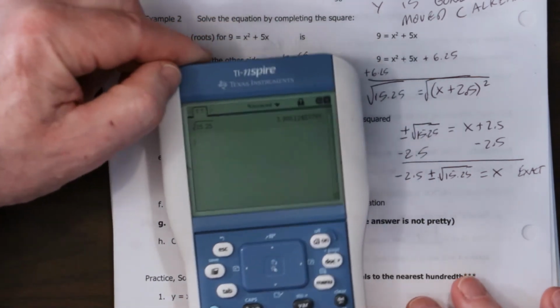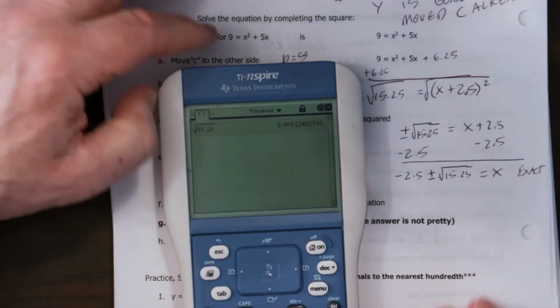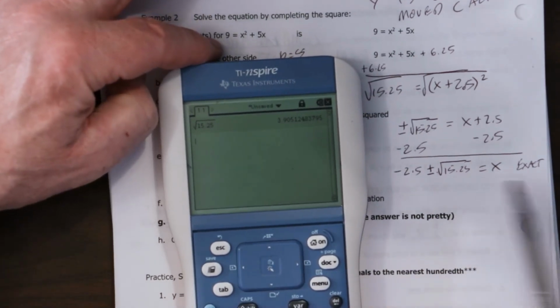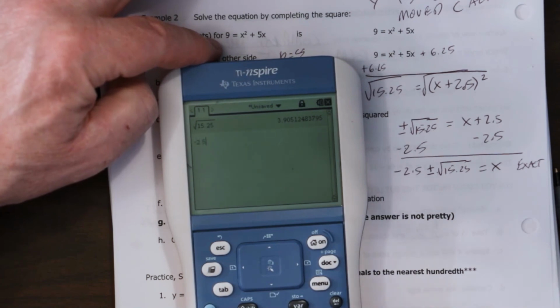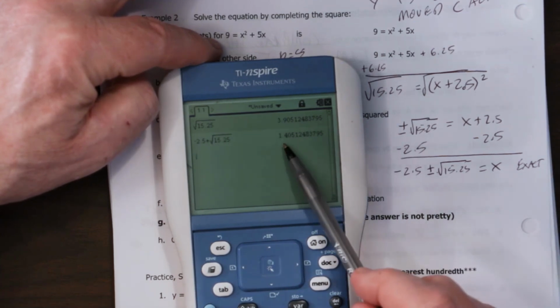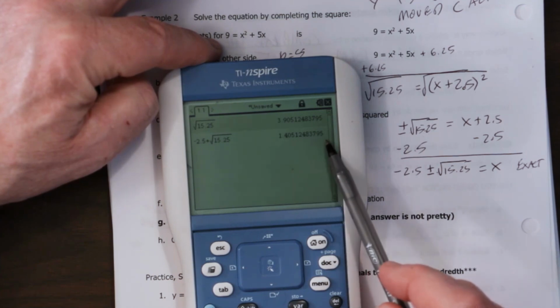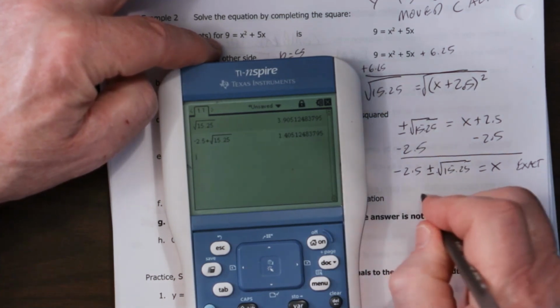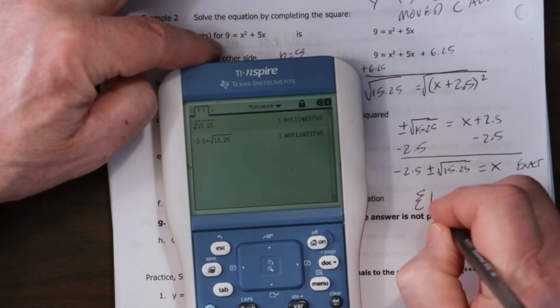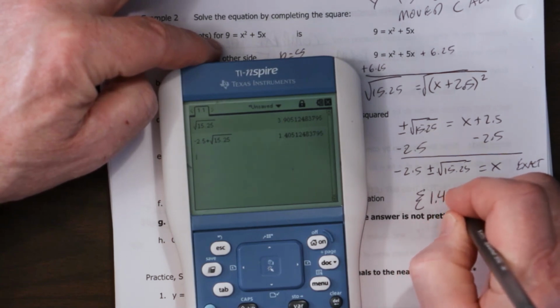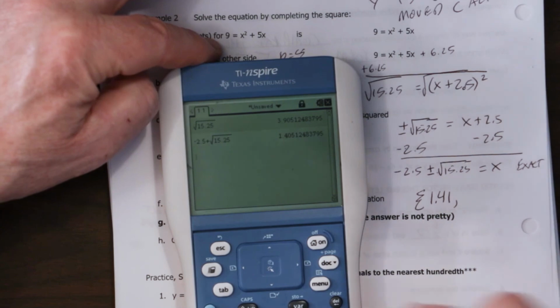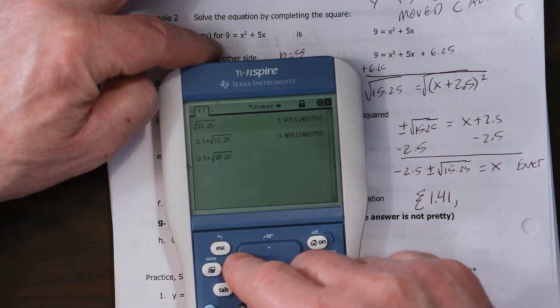Now, if you said, hey, Mr. Douglas, find the answer for these two, this is what I would do. I would go back to this, and I'm going to do negative 2.5 plus control square root 15.25 and enter. And that gives me 1.40 blah, blah, blah. And I'm going to round that to the nearest hundredth and put it in a squirrely bracket. So I get 1.41, and I put a comma. All right, and oh, this one does do that. This is good. Okay, this is a really old one.